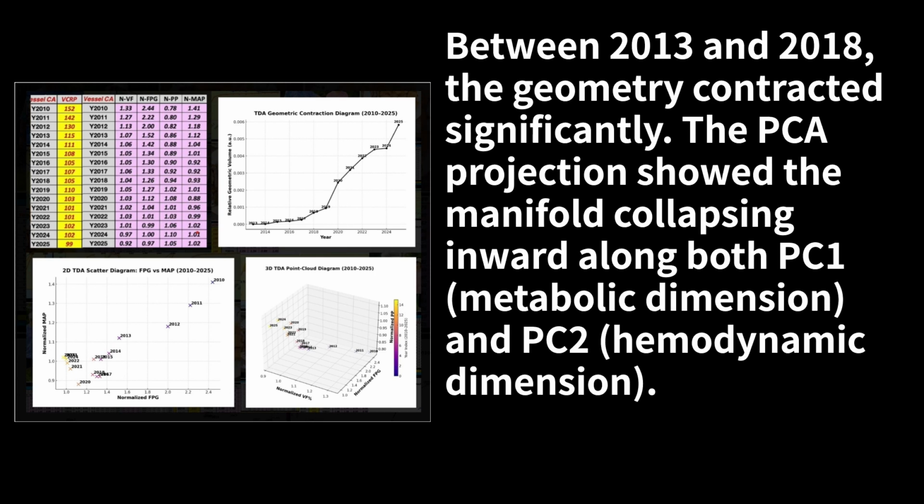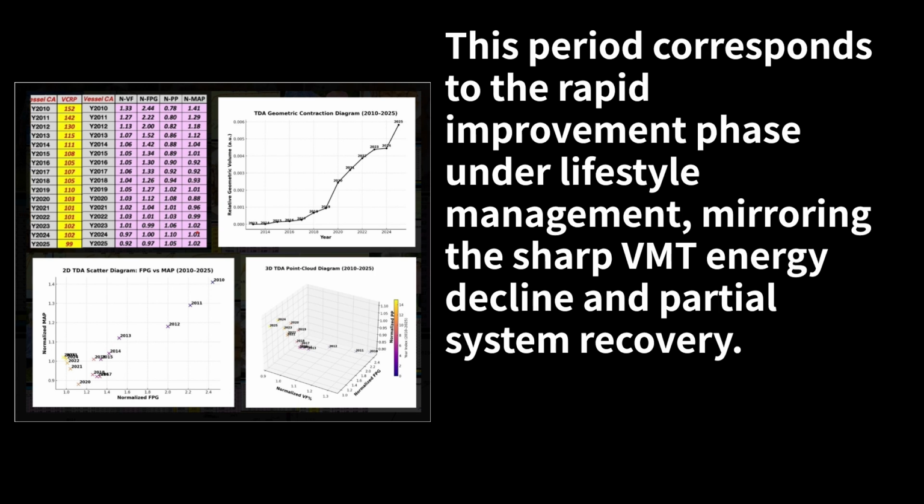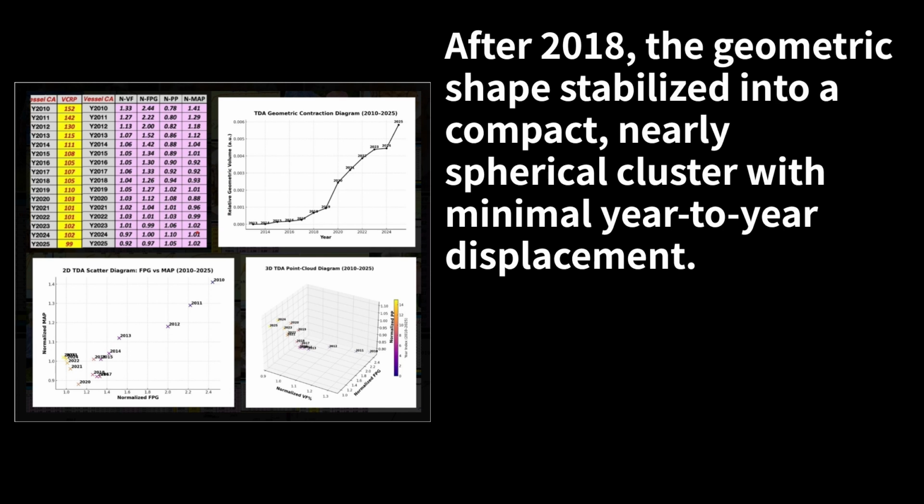Between 2013 and 2018, the geometry contracted significantly. The PCA projection showed the manifold collapsing inward along both PC1, metabolic dimension, and PC2, hemodynamic dimension. This period corresponds to the rapid improvement phase under lifestyle management, mirroring the sharp VMT energy decline and partial system recovery. After 2018, the geometric shape stabilized into a compact, nearly spherical cluster with minimal year-to-year displacement.